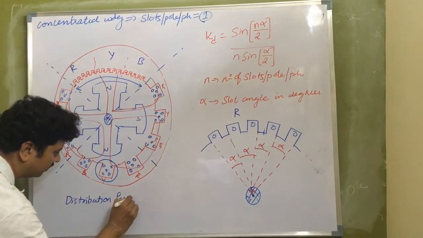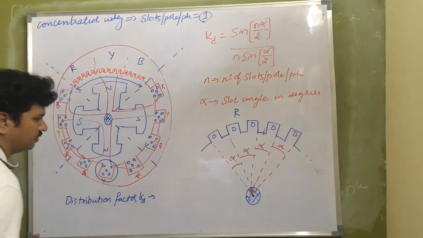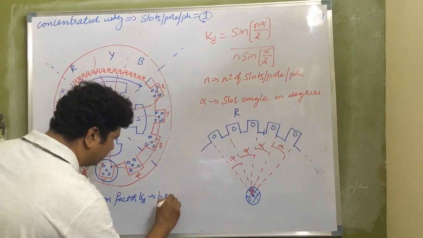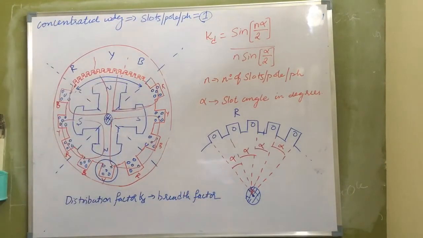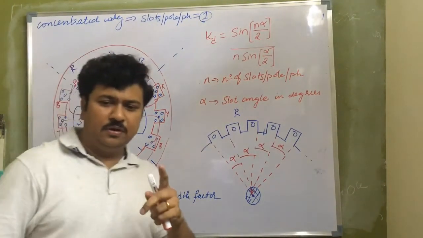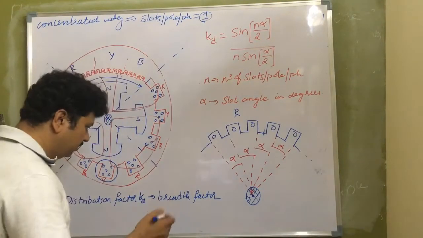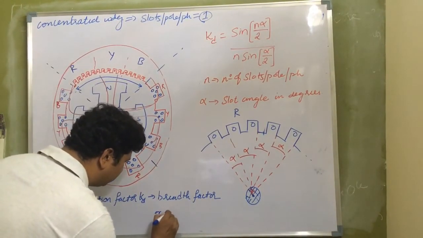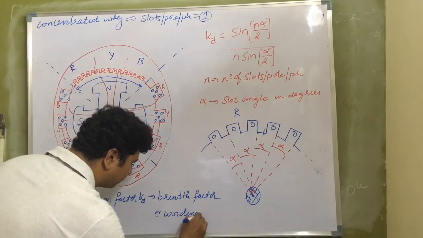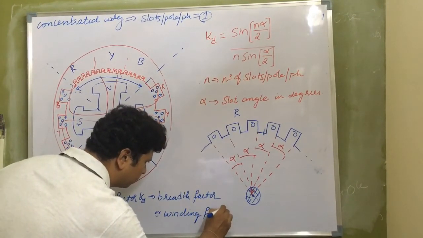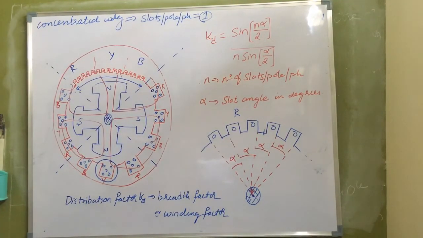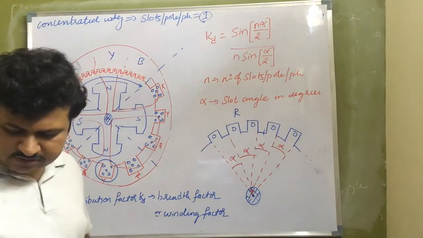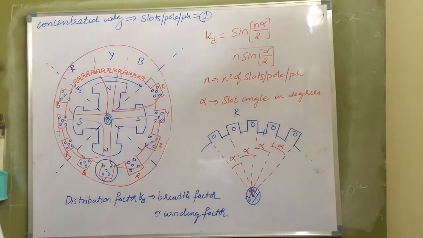So distribution factor Kd is also known as breadth factor, sometimes it is known as winding factor. Actually, winding factor is the product of pitch factor and distribution factor. In some books they refer to it as winding factor. So this is all about distribution factor and distributed winding. Now we will see pitch factor and short pitch winding.